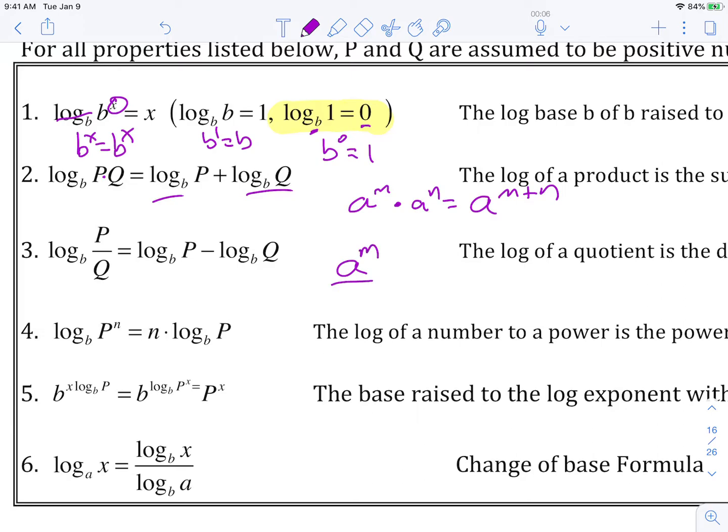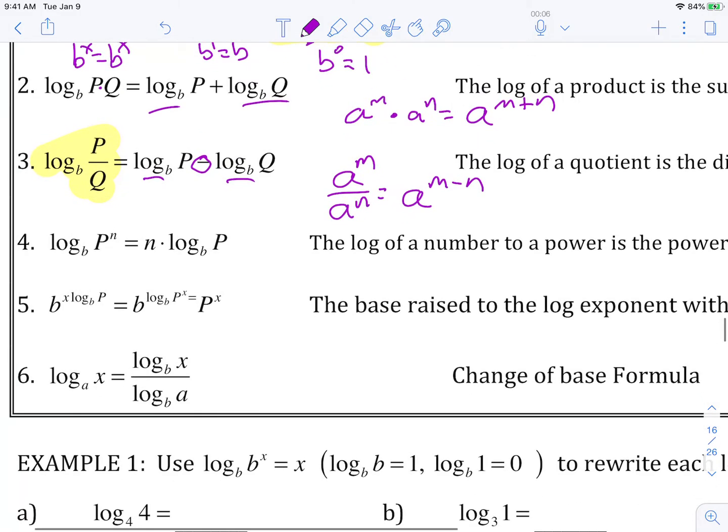All right, down here, same thing as the division rule for exponents. A to the m divided by a to the n is the same thing as a to the m minus n. And for logarithms, it works the same way. If I'm dividing inside a logarithm, I can rewrite it as subtraction of two separate logarithms. This is the part where a lot of students struggle because they forget that it's two separate logarithms, and some students will say it's log base b of p minus q, but you have to include both logarithms.